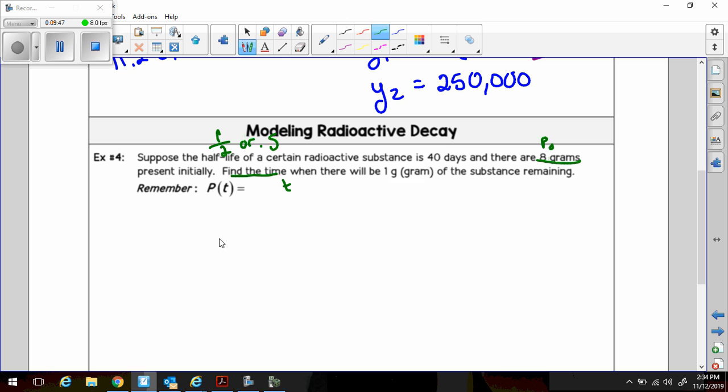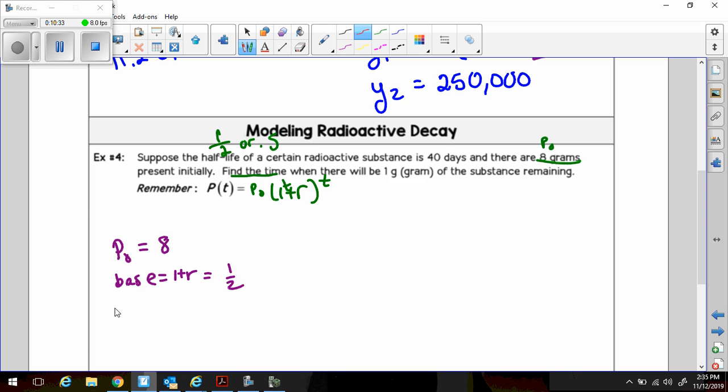So they're giving me my substance, my answer. My formula is going to be P of t equals P sub 0 times 1 plus r to the t. And my P sub 0, I know, is 8. I know my base is 1 plus r, but it is going to be 1/2. Also because this is 1 minus r, which is 1/2. So I'm going to use 0.5.